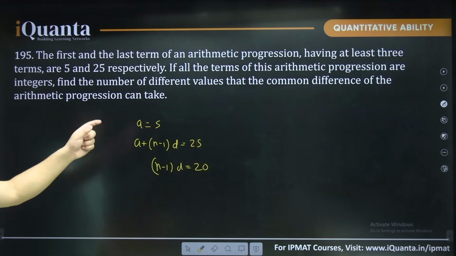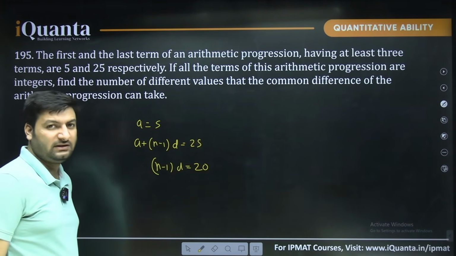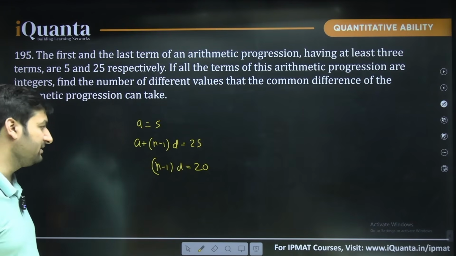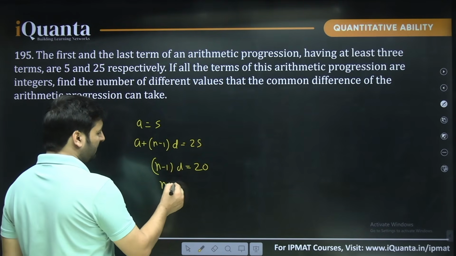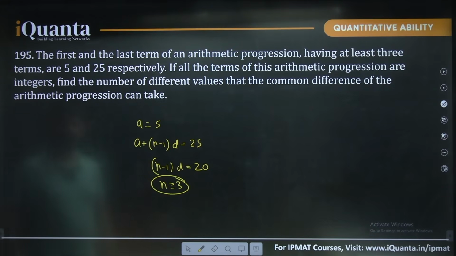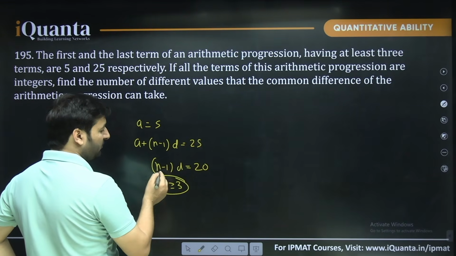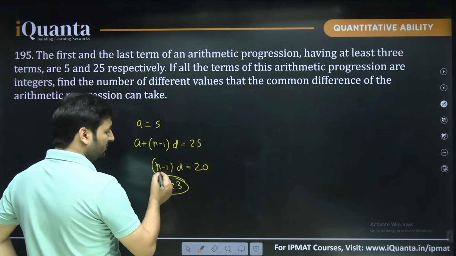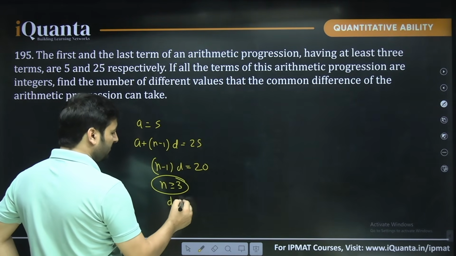Now the AP has to have at least 3 terms, right? Obviously, if you have to decide whether a series is AP or GP, you should have at least 3 terms. So n will be greater than or equal to 3. So what are the different values that d can take, the difference? Okay, so what do you see here? If you put n equals 3 over here, d is going to become 10.